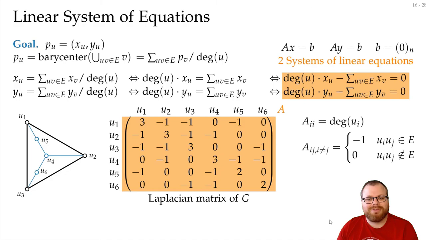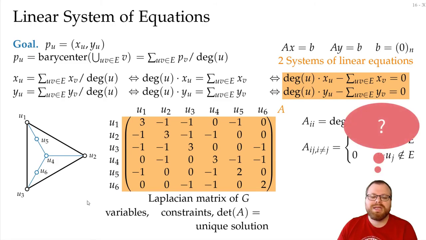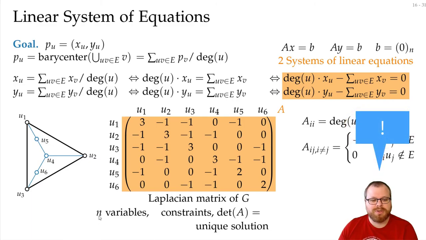There's a lot of theory about this matrix. This is quite important. There's so much stuff you can do with it. You can cover whole lectures with that. But if you want to have some impression, just go to Wikipedia and have a look at the Laplacian matrix. But for now, we only want to figure out if this system of linear equations has a unique solution. So how many variables and how many constraints do we have? We have one variable for every vertex, so n variables. And we have one constraint, one row for every vertex, so also n constraints.